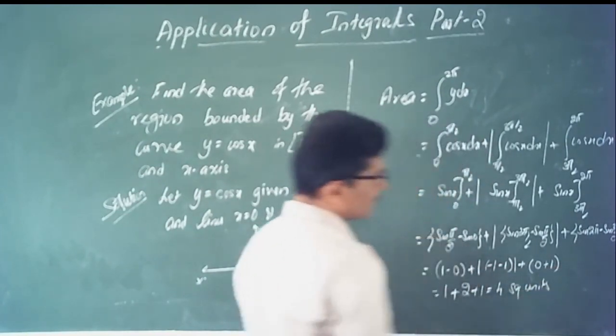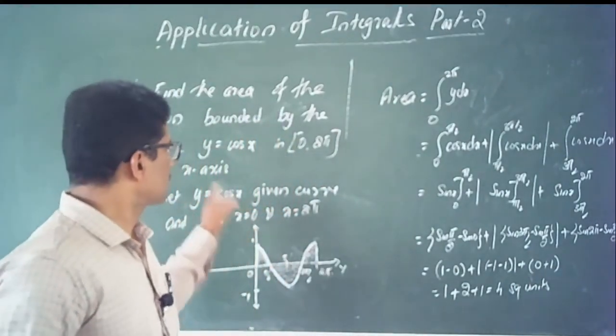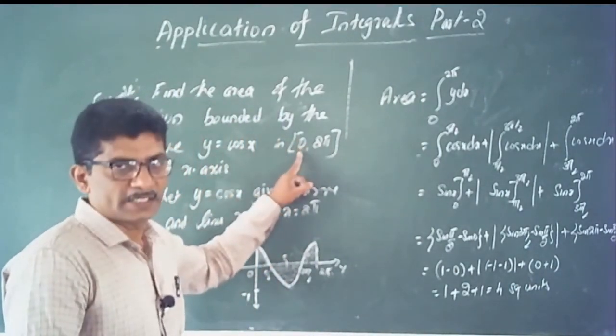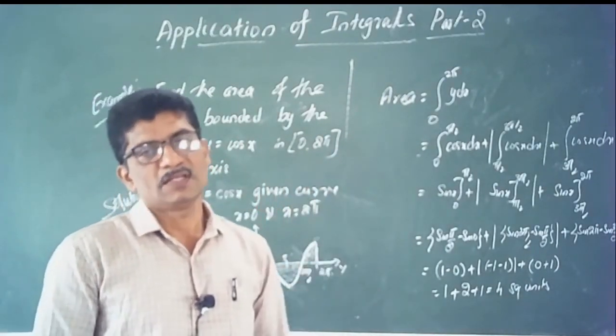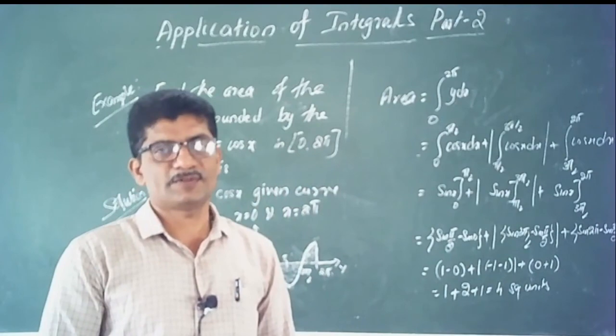This one is the area enclosed by the curve y is equal to cos x in the interval 0 to 2 pi and the x-axis. Similar type problems we will see in the next video. Thank you.